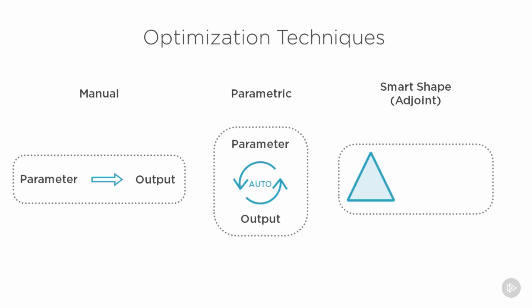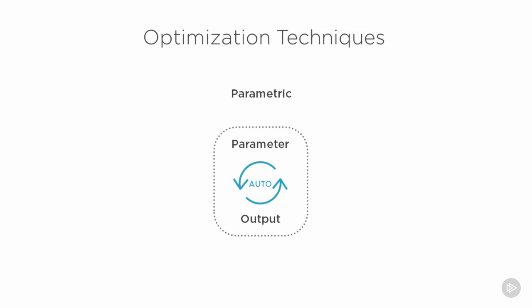To give an example, let's say you have a triangle and you want to optimize the length of one side of the triangle. Well, in this case, it won't change the length of the triangle, but will actually change the shape of the triangle. So this is called the Smart Shape optimization. But for today, we're going to address the second one, which is parametric optimization.